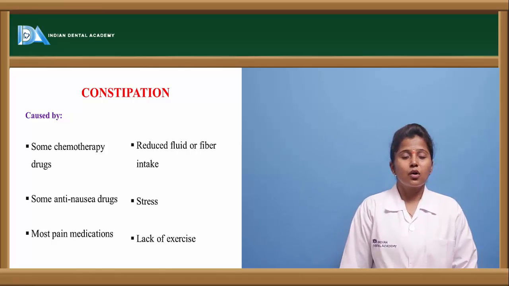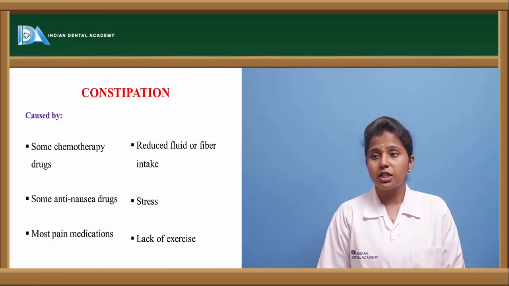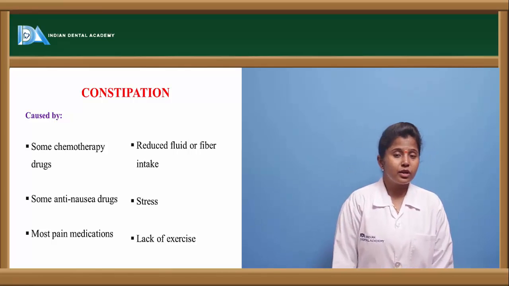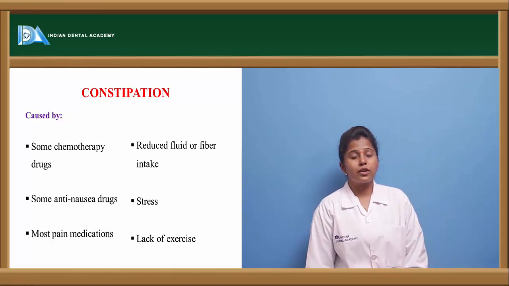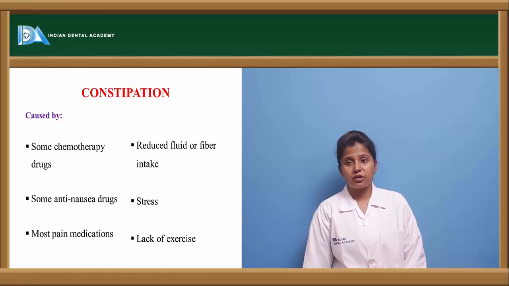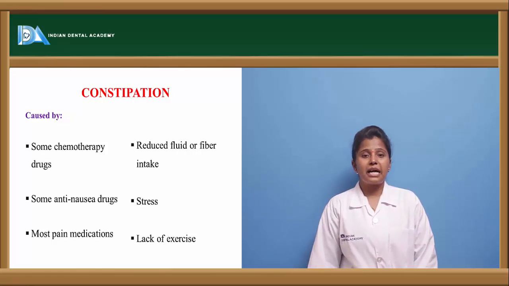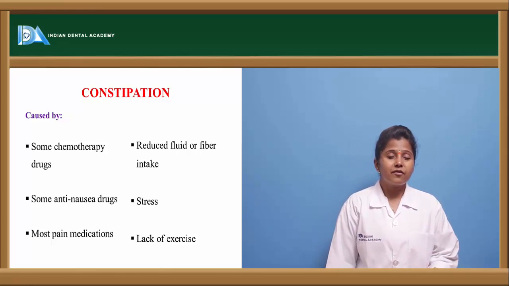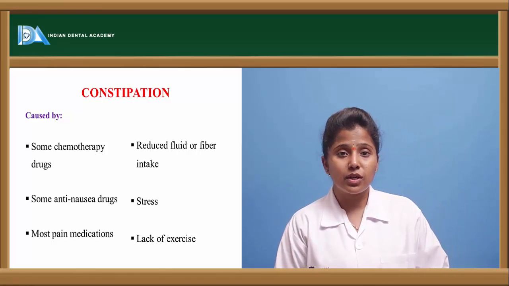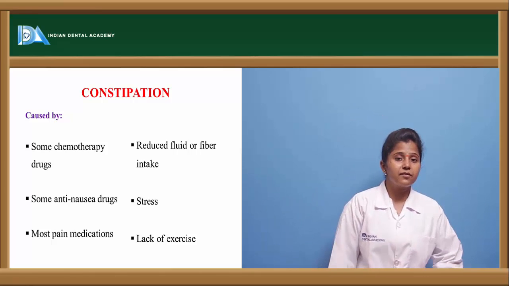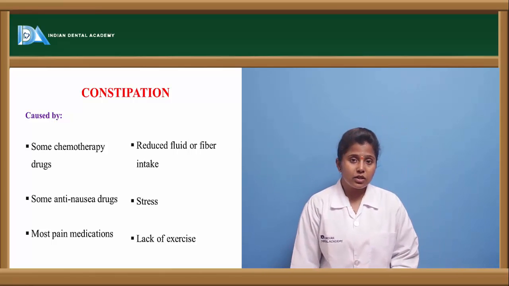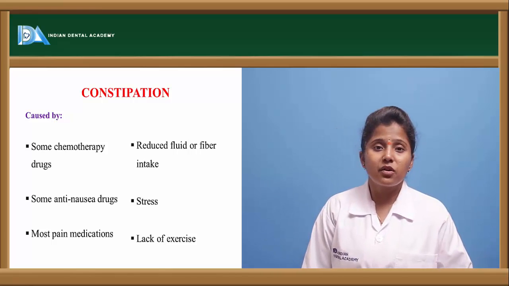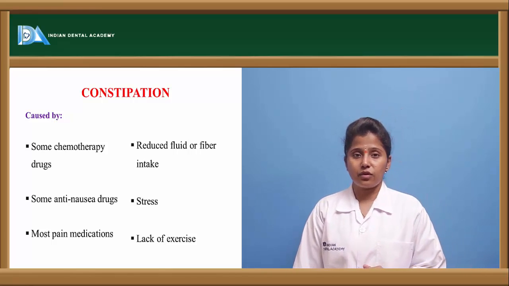The other one is constipation. Constipation is caused by some chemotherapeutic drugs. A few drugs have the side effect of constipation. Some anti-nausea drugs also cause it. If a person has nausea and vomiting, anti-nausea or anti-emetic drugs are given to prevent this condition, and these anti-emetic drugs have the side effect of constipation.